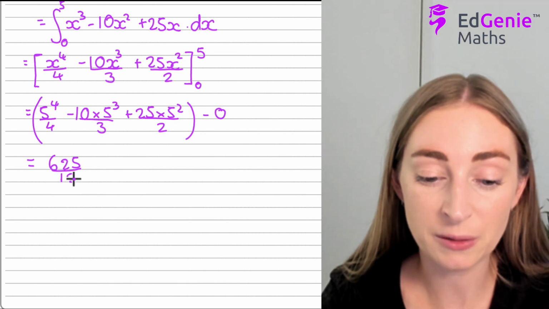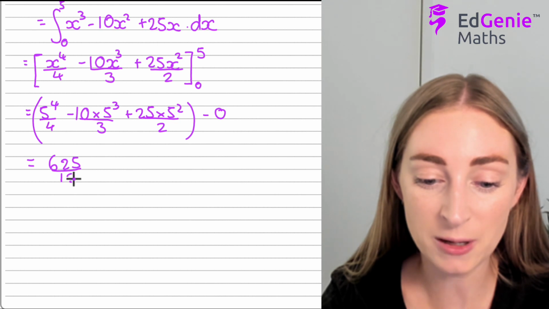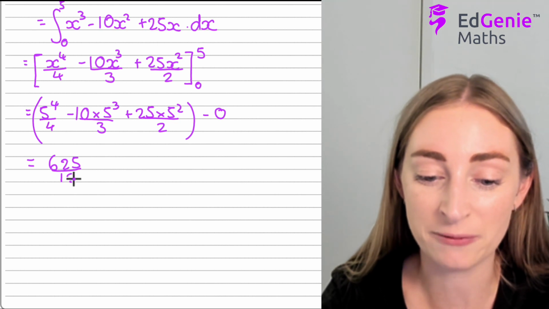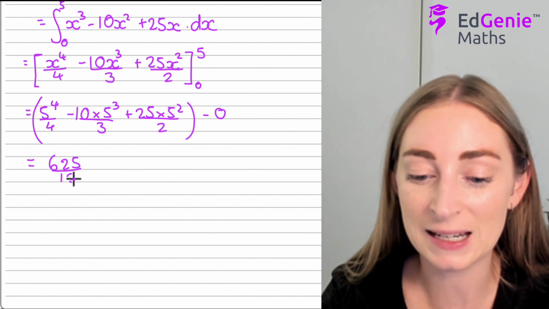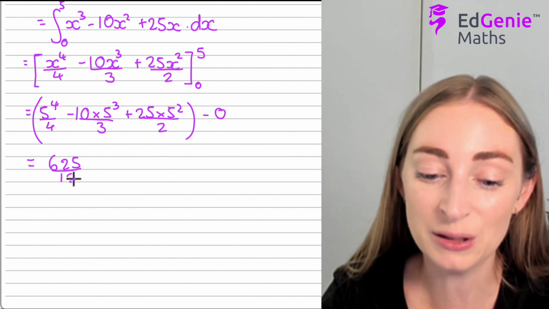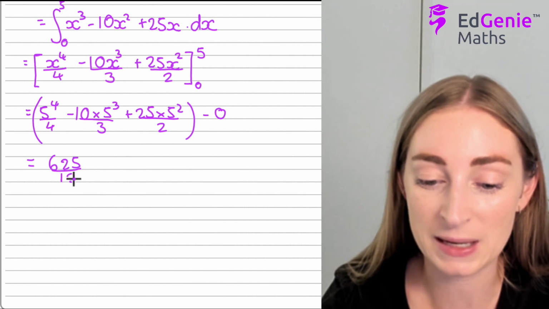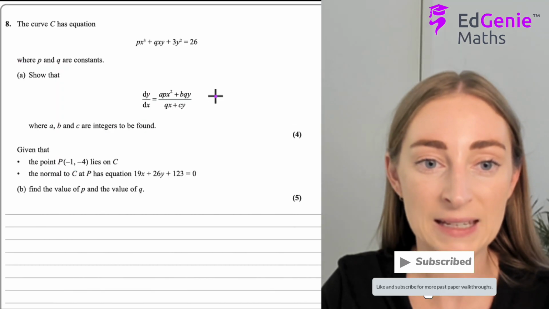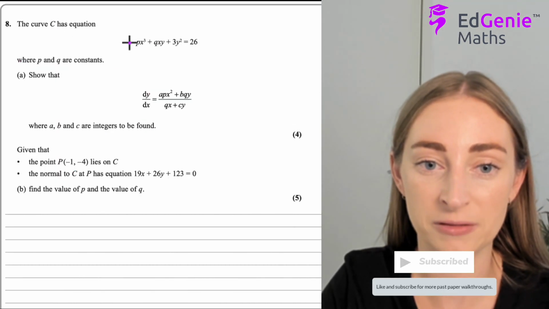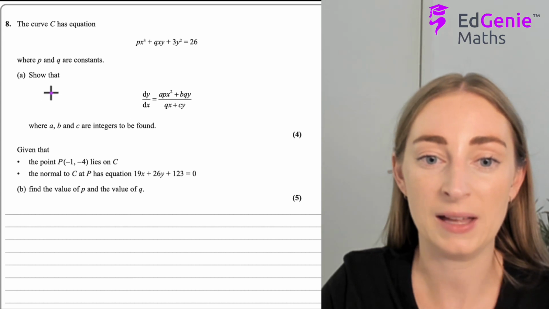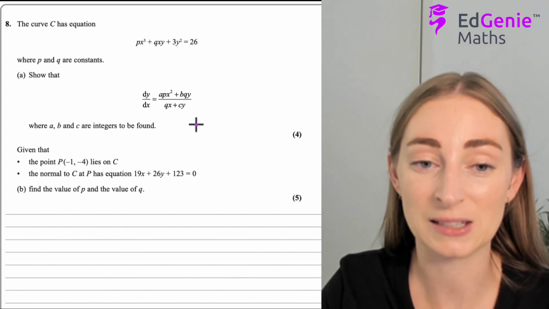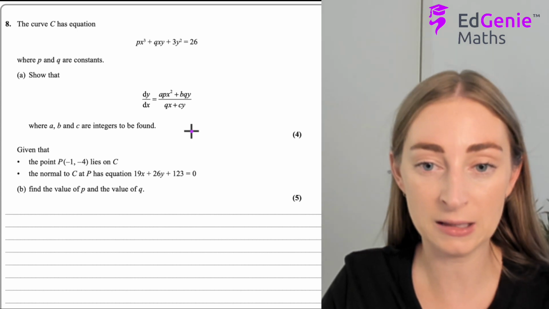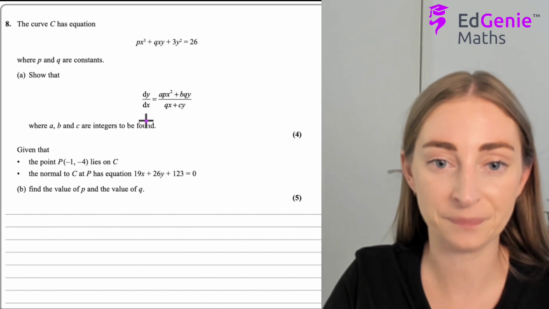So the examiner report said that in part B, most students understood the need to show the y-intercepts were the same for both, but often candidates struggled to write an adequate conclusion to verify that they meet again and hence lost the mark. Question 8, so we have this curve for the equation, show that dy by dx equals this. So this is implicit differentiation, which can be a little bit fiddly, so let's have a go at it.